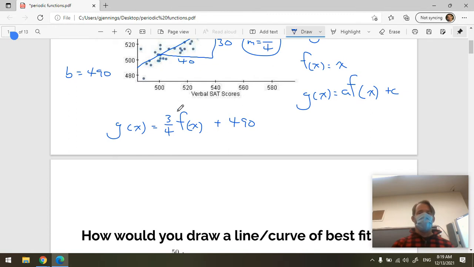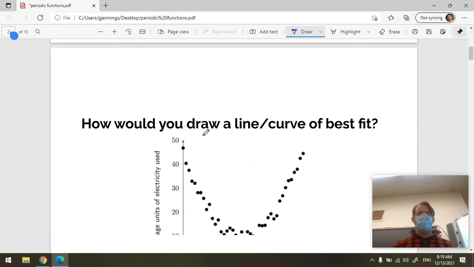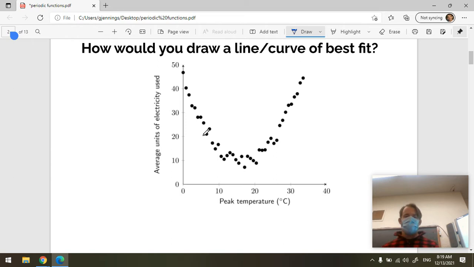So that would give us a proper y equals mx plus b that would model that behavior. Now, here is an example of data that follows another pattern.